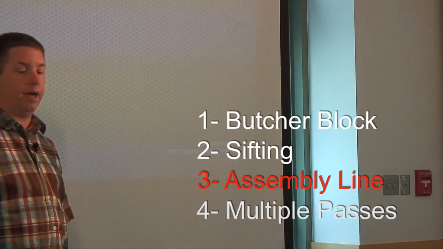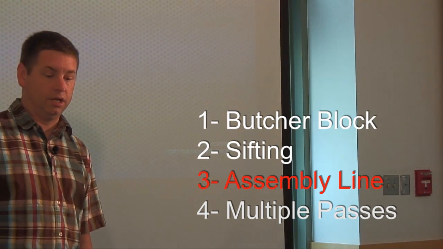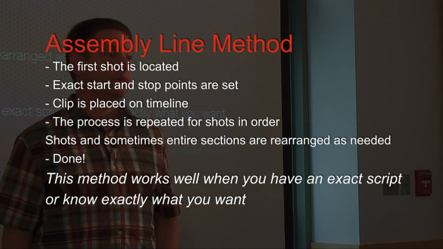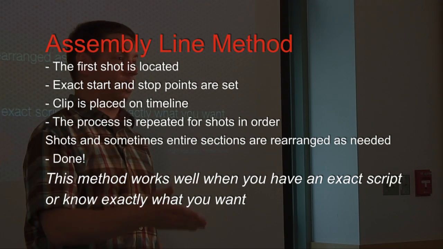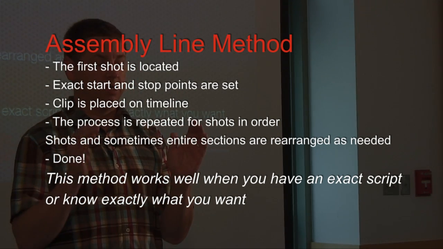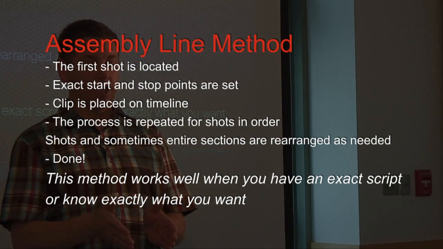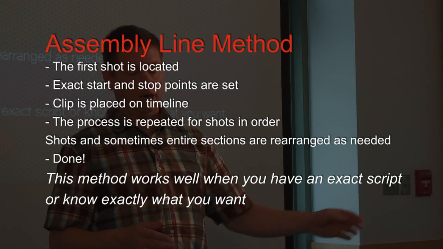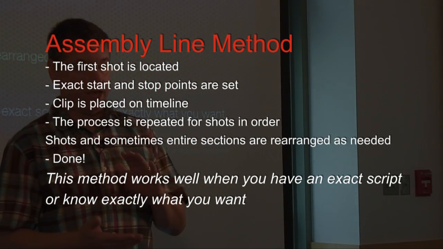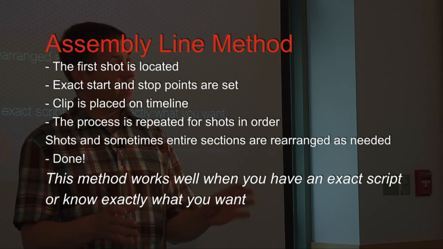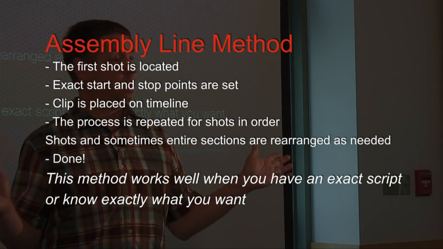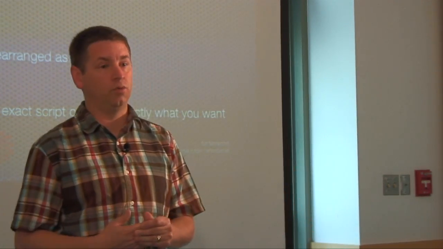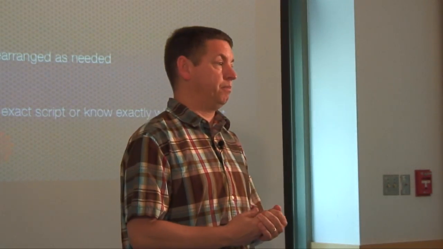There's also an assembly line method, and this is really more of a linear method. So you start literally with the very first shot of your production. That's the first thing you put on the timeline, and then you look at what your second shot is going to be. And you put them down there exactly where you want them to start, exactly where you want them to stop, drop them into a timeline. You go from the start of the production all the way to the end in that assembly line method. And then you can go back through and rearrange if necessary, or just tweak. And then you're done. This linear method is frequently used when you know exactly what it is you want, or you are locked to script.